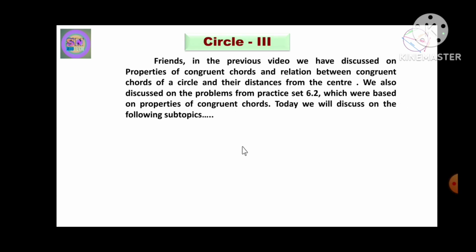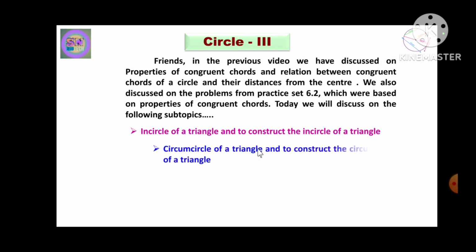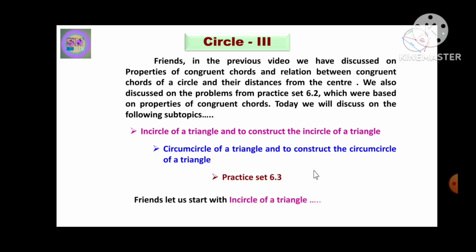the problems from practice set 6.2, which were based on the properties of congruent chords. Today we will discuss the following subtopics: the incircle of a triangle and how to construct the incircle of a triangle, the circumcircle of a triangle and how to construct the circumcircle of a triangle, and practice set 6.3. So friends, let us start with the incircle of a triangle.